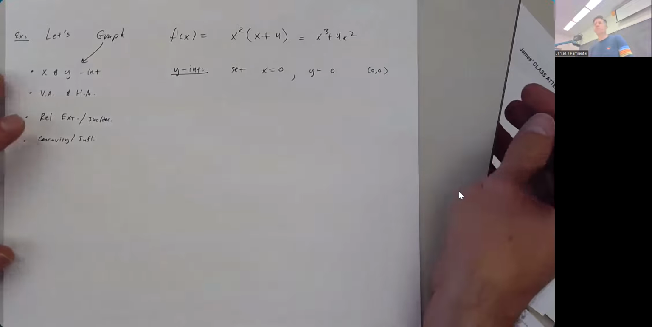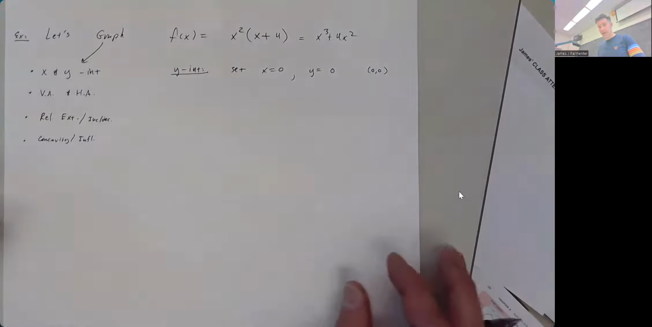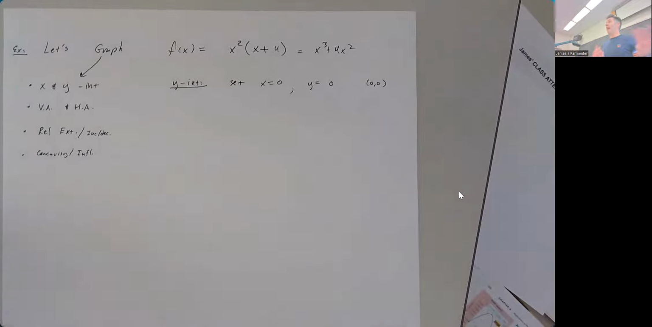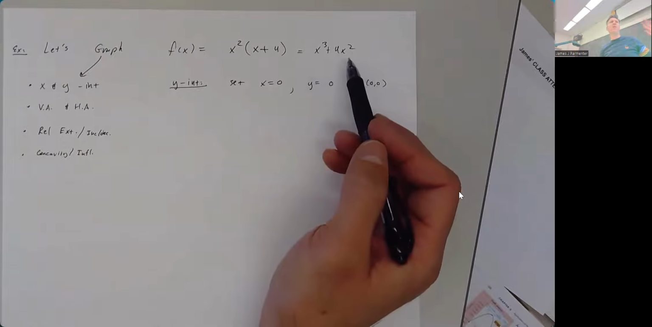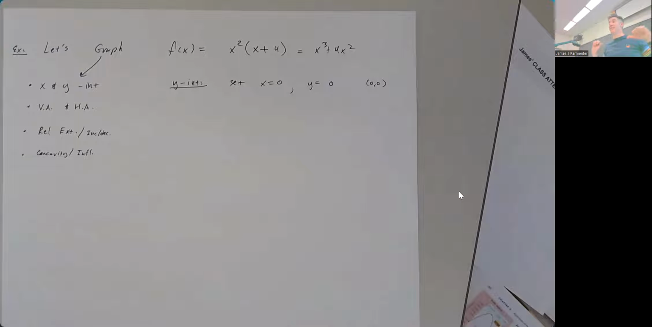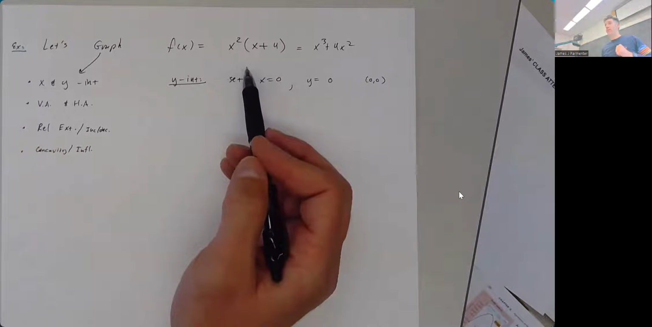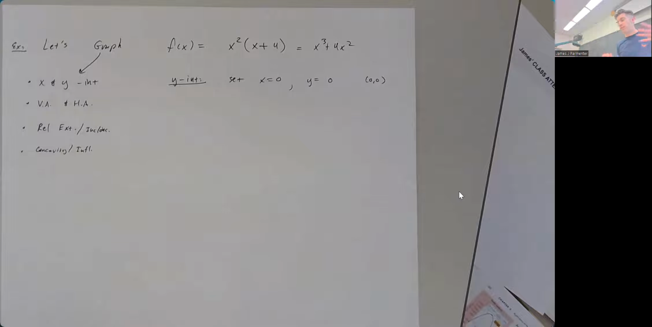Here's another good piece of advice, I think. When you find the y things, meaning the y-intercept or the y-coordinate of your critical point or the horizontal asymptote, it's usually easier to look at the multiplied out form. Not always, but most of the time. When you're finding the x things, like your x-intercepts and your vertical asymptotes, it's usually easier to look at the factored form. It's just something I've noticed over the years, but we'll talk about why.